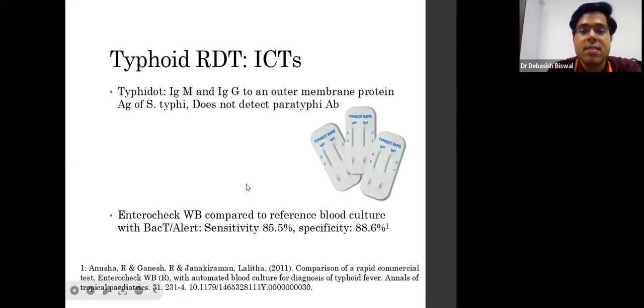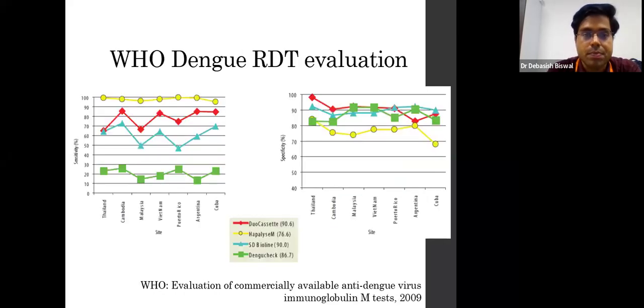Then there is this immunochromatographic test based RDT for typhoid, that is known as Typhidot. So it detects IgM and IgG, but it does not detect the paratyphi antibody. It is only for Salmonella typhi. Then there is another one known as Enterocheck WB, and it has a good sensitivity and specificity when compared to blood culture.